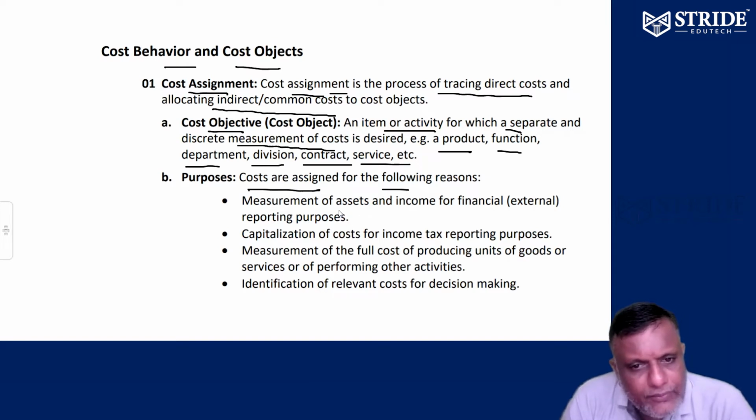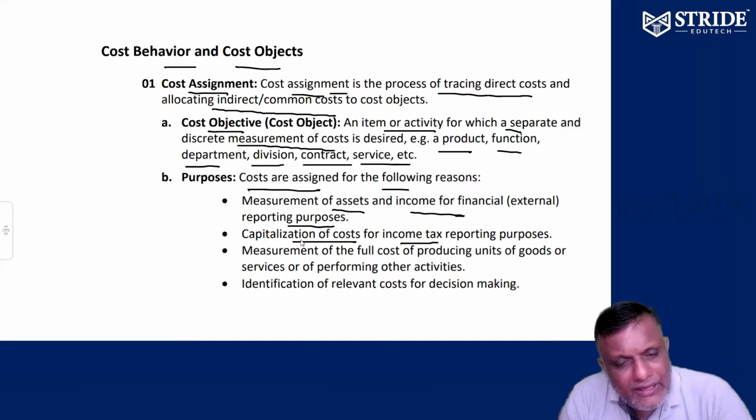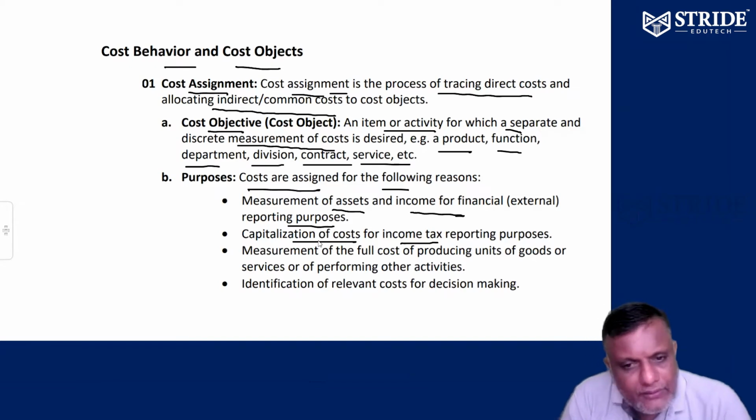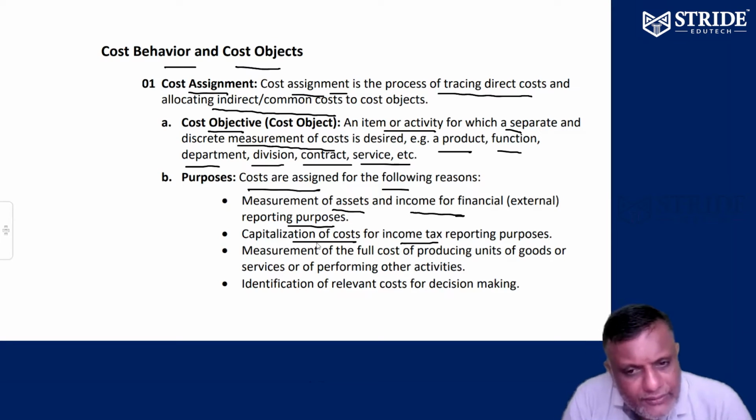Cost is the measurement of assets and income for financial reporting purposes. It is also useful for the measurement of assets and income for financial reporting. And the cost has to be capitalized for income tax purposes, which means the cost has to be added to the asset. That's called capitalization of cost. For example, asset purchased, capitalization cost. Machine purchased, capitalization cost. Machine development added to the cost. So capitalization of cost simply means added to the asset.